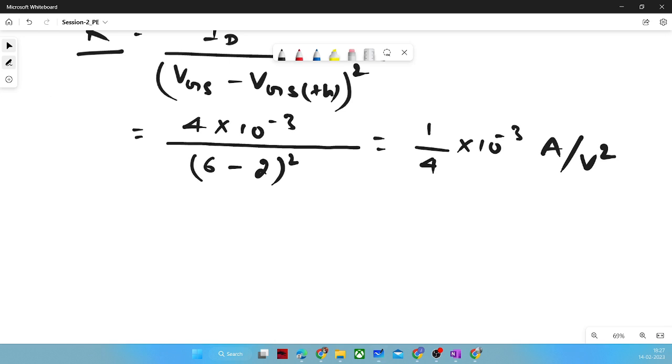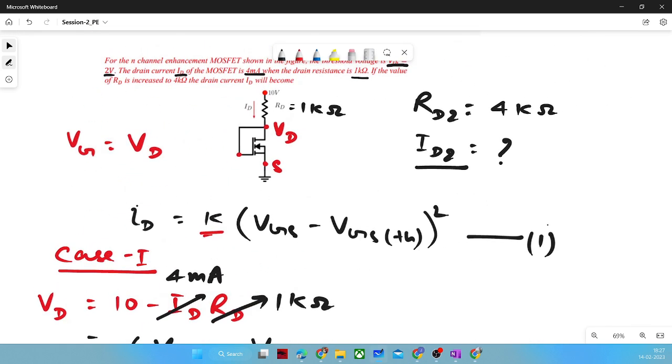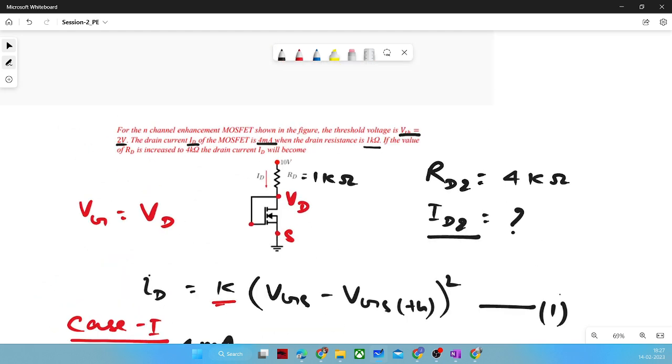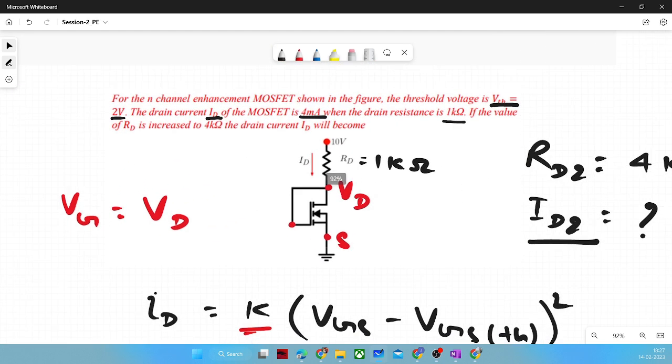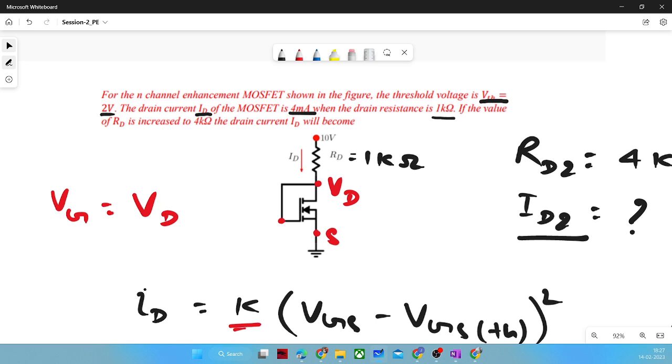Excuse me, sir. Yeah, go ahead, please. Sir, in above, you have taken VD equal to VG. Please explain it. Okay, yeah, sure. From the circuit, are you able to see that your gate terminal is shorted to drain terminal? Yes, sir. So if the wire is shorted, the potential will be the same throughout, right? Okay, sir.